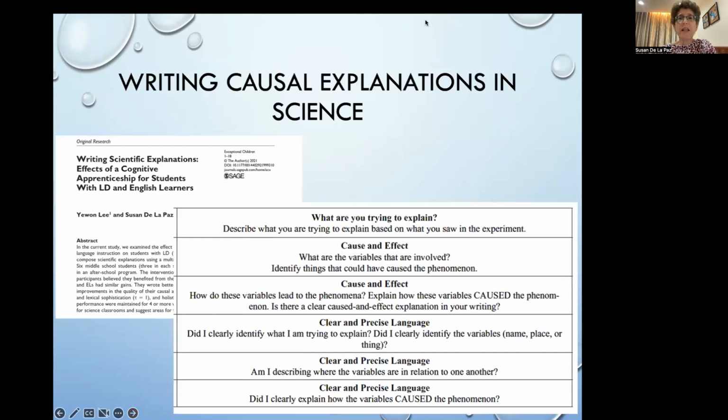And then the last study, just to show, is where in science, the goal is to write causal explanations where you have a cause and effect, where you're asking the students to identify independent variables that lead to some kind of a phenomena. And so we taught the kids, we had a little bit of a set of instructions here to help them learn to write better explanations about things that were happening in experiments that they were watching.